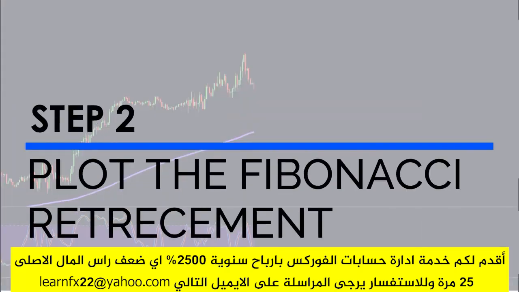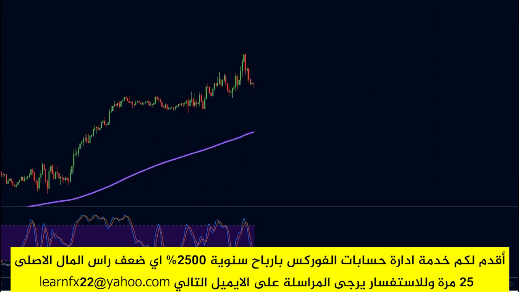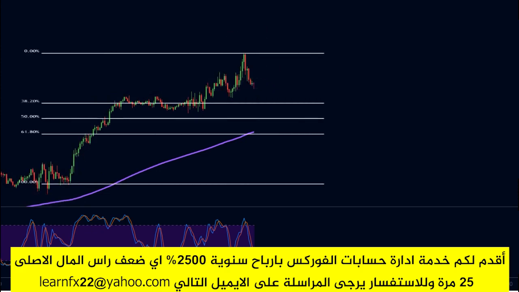Now the second step is to plot the Fibonacci retracement. For that we need to identify an impulsive move. Here is the impulsive move. We will plot the Fibonacci retracement by connecting the high and the low. This is how the tool looks. So now, we are expecting the price to make a pullback to one of these three lines and find support.